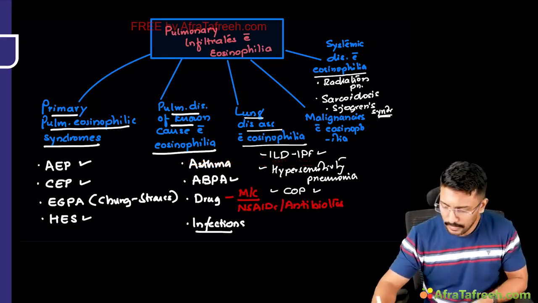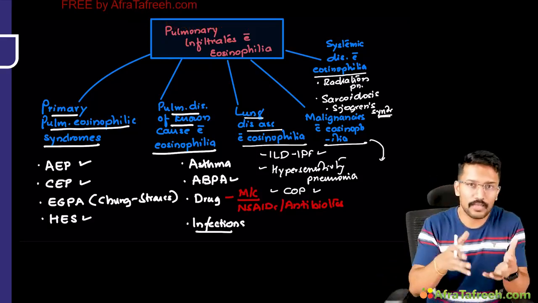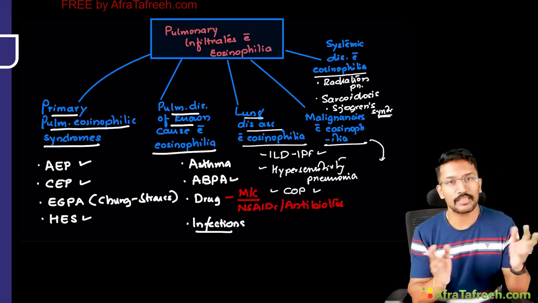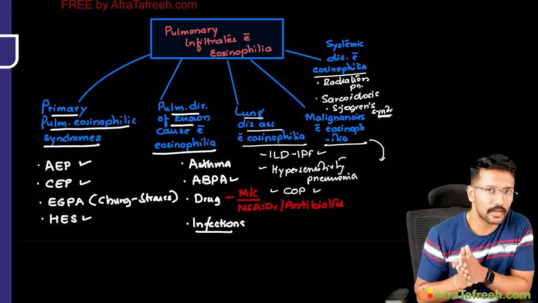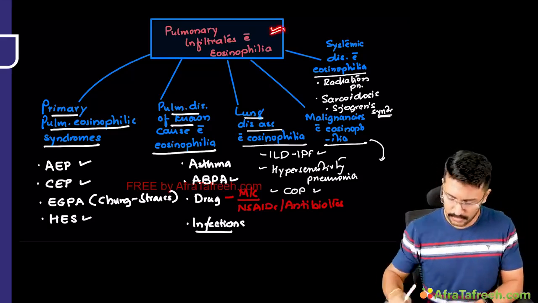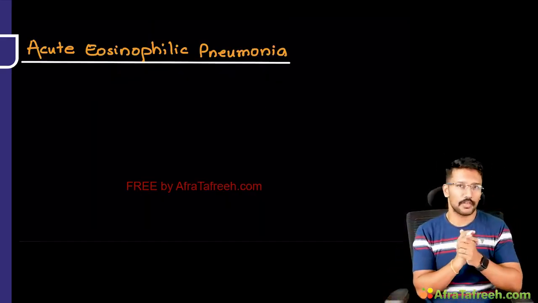Okay. Then there are malignancies which can be associated with eosinophilia, that can be localized lung cancers like the adenocarcinoma of the lung, or it could be secondaries, or systemic malignancies like leukemia and lymphomas, right? So this is how we classify pulmonary infiltrates with eosinophilia. Okay, now let us talk about the primary conditions.